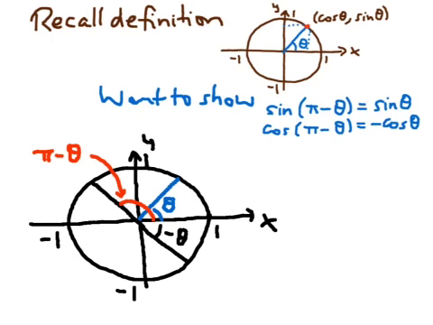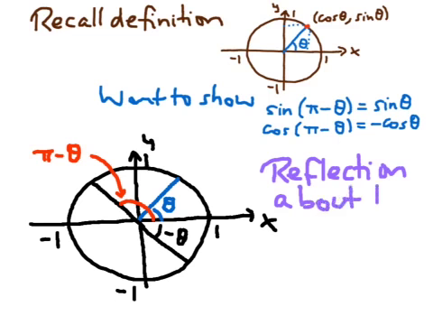So what we see looking at this is that the angle pi minus theta is a reflection of the angle theta about the y-axis. So what we have here is a reflection about the y-axis.